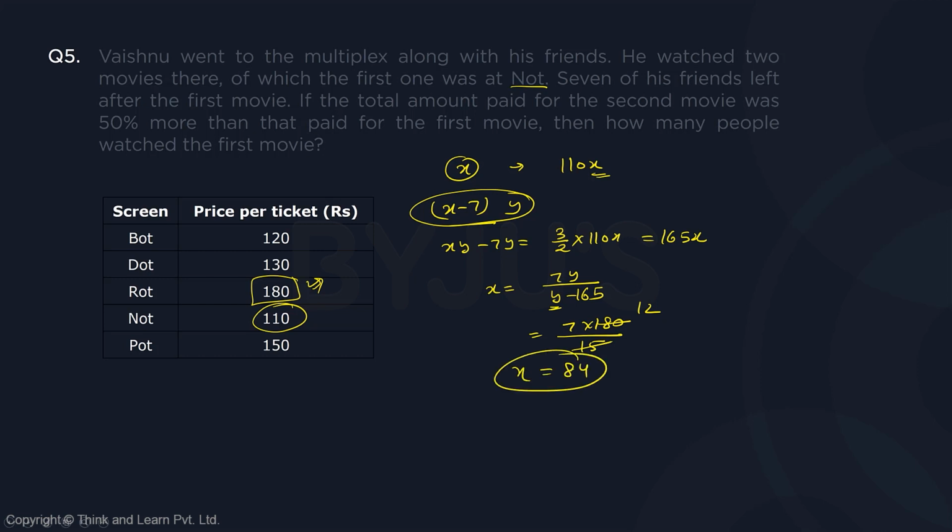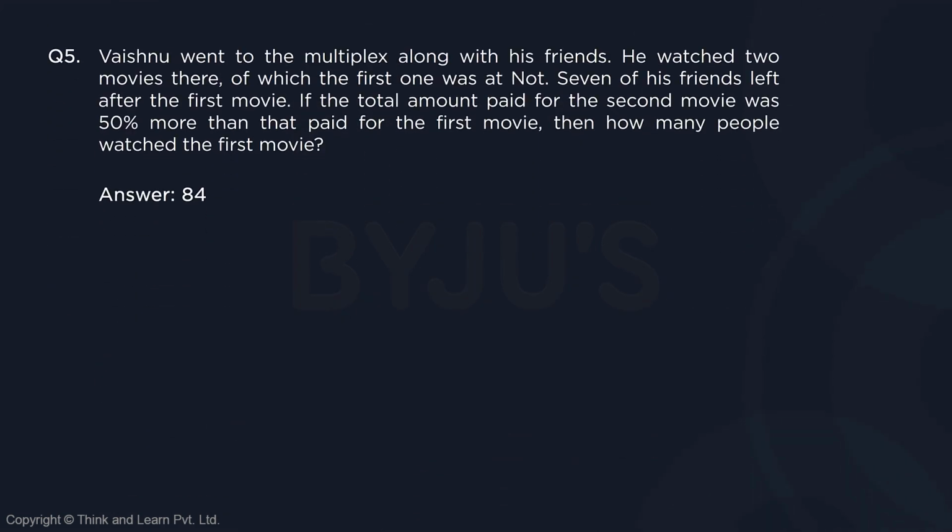Now again, what is the question asking? How many people watched the first movie? So answer is not 83 here, right? It is 84 only. In that question it was Vijay's friends, so you have to subtract 1 there, right? But not necessary here. So the answer will be 84. Right? I hope it is clear. Alright, so this is the first set we have done.